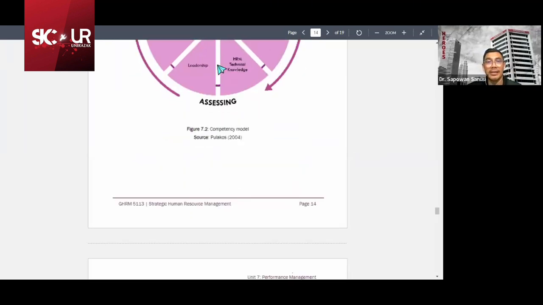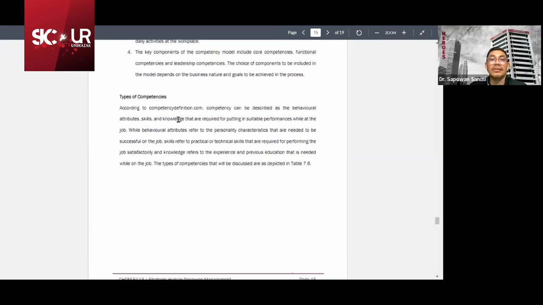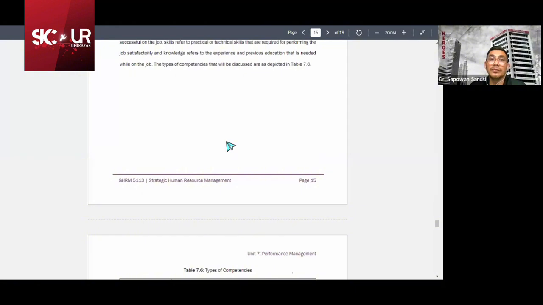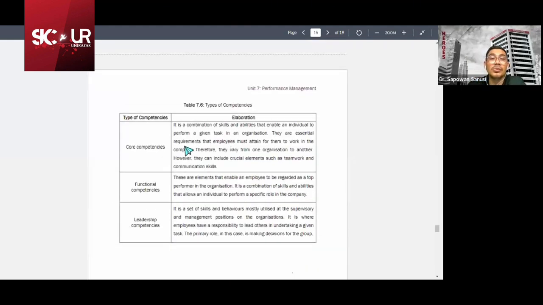We go back to chapter 5 here, unit 5. So the type of competence we need to focus on when we want good performance management towards the high performance working system is number 1, core competency. What does core mean? Come on. Skill and ability. Core means, to find the core, look at their formal education. Don't look at their knowledge, that's not mistaken. Look at their formal education to enable what? Given tasks in the organization. They are essentially required of employees, they must attain them to work in the company. Crucial element. Okay.